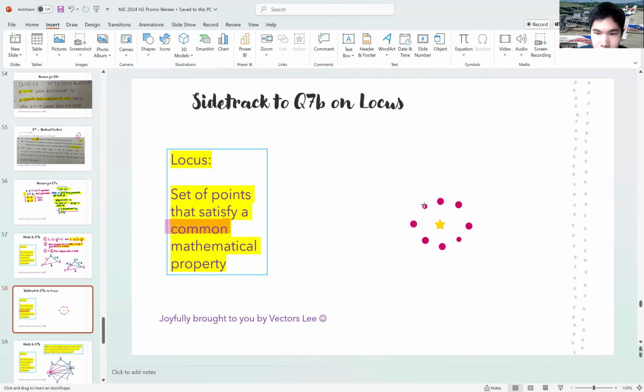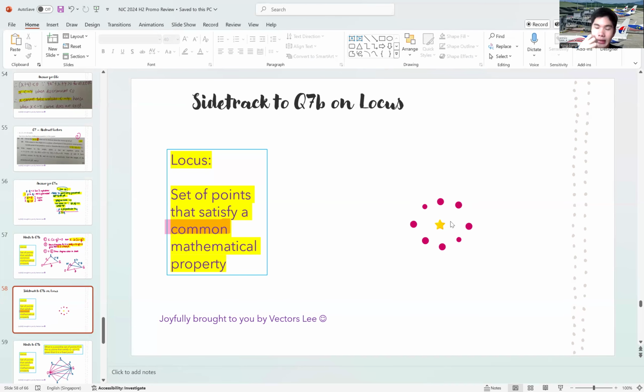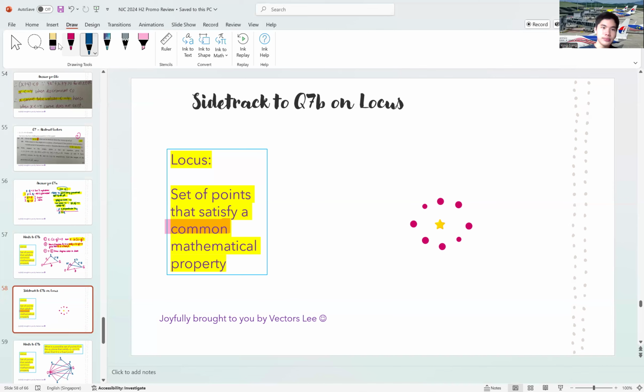Basic shapes. As you can see, this is the circle that is connecting all these points together. So what is the locus of the point that is 1 centimeter away from this center star? It is actually a circle. There's one example. Now, this is just primary school math. Like, what is 1 centimeter away from the star?